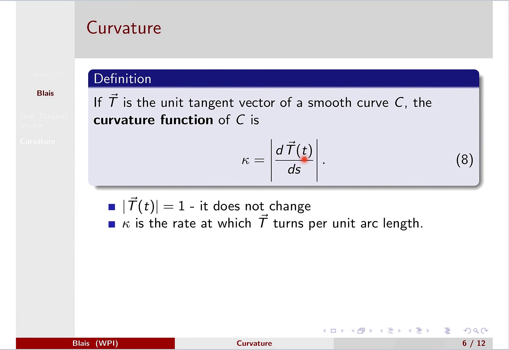Here we're saying curvature is the magnitude of the derivative of the unit tangent vector with respect to arc length. So it's telling you how much the unit tangent vector is turning per unit of arc length. So you can think of it as giving you a way of measuring the bendiness of the space curve.